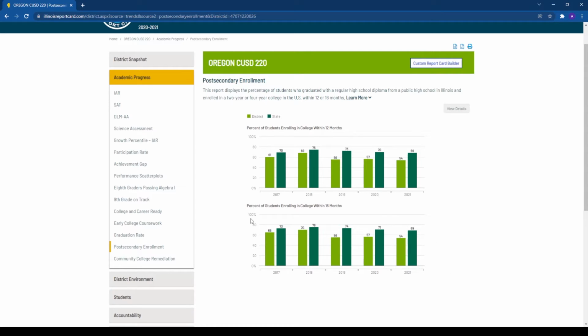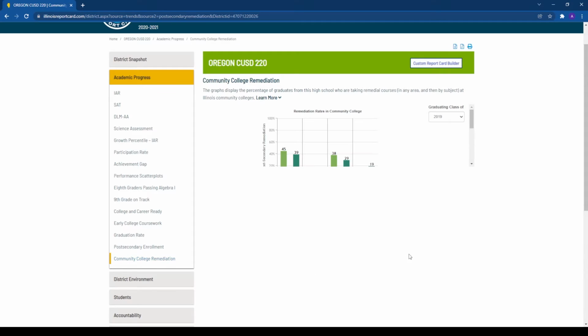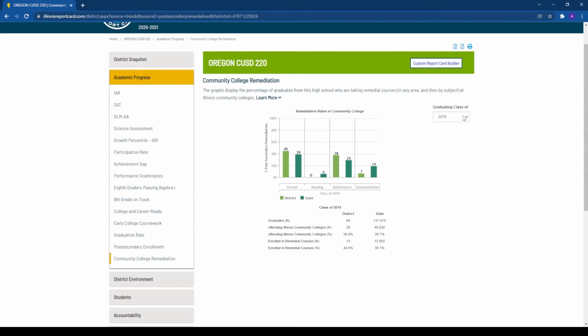So this is basically enrollment in a 2 or 4 year college. So this could include trade type coursework at the local community college. Here, if we dig into the community college remediation, so the graduating class of 2019, we can see here that 45% of our students needed to have additional remedial coursework while attending a community college versus the state average of 39. Here we can see it again.